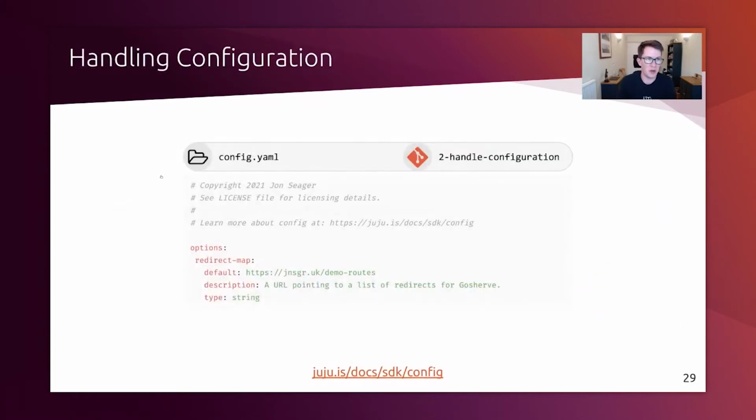Configuration options are specified in config.yaml, as we mentioned earlier on, and it's got quite a simple schema. It's mostly just a map called options, where each of the keys of that map is the name of a config item. So reading what we've got on screen there, we have one single configuration item called redirect-map. You can specify a default value, a description, and a type. The supported types at the moment are just string, boolean, and integer, and that's it. We've basically covered the entire available schema for config. So you can clearly add multiple configuration options, but the schema itself is relatively simple.